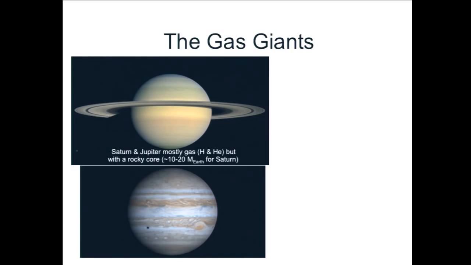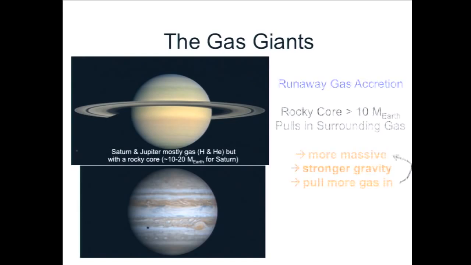So the center of Saturn we know better than the center of Jupiter, for observational reasons I'm not going to get into. At the center of Saturn is a rocky core that is between 10 and 20 times the mass of the Earth. But that is surrounded by mostly gas. So Jupiter and Saturn are little rocky planets at the center surrounded by mostly gas.